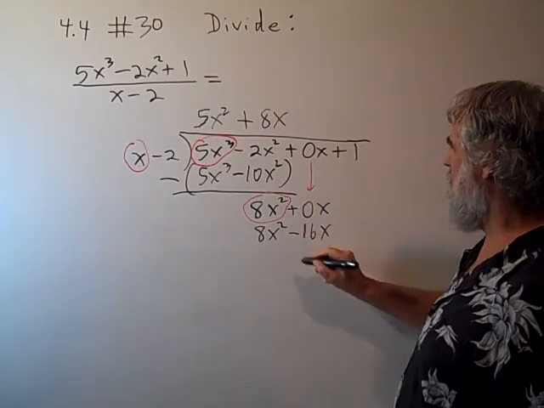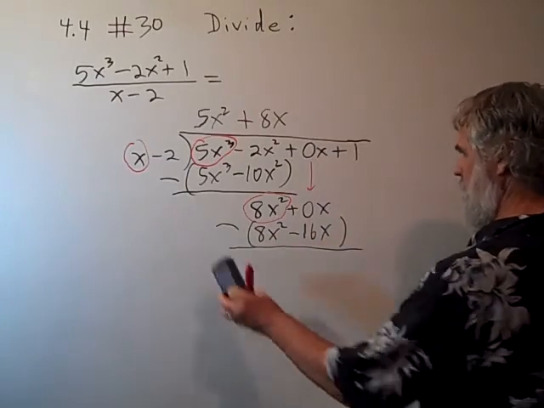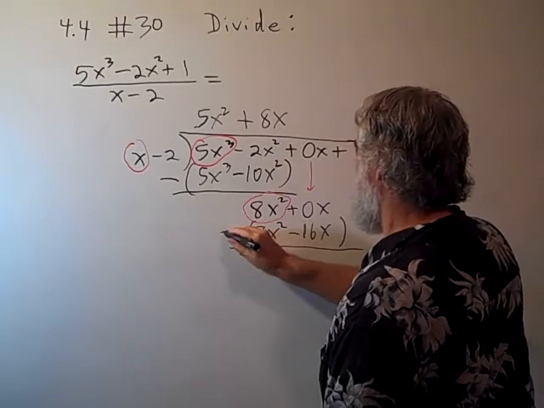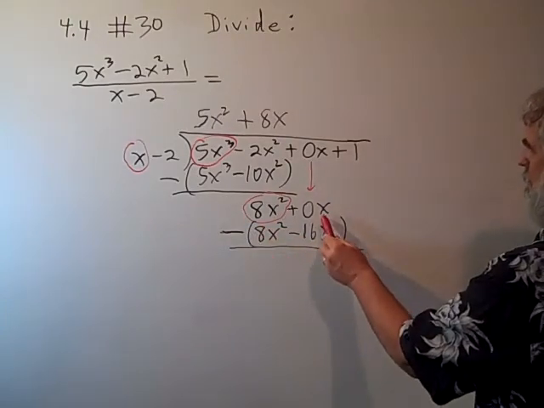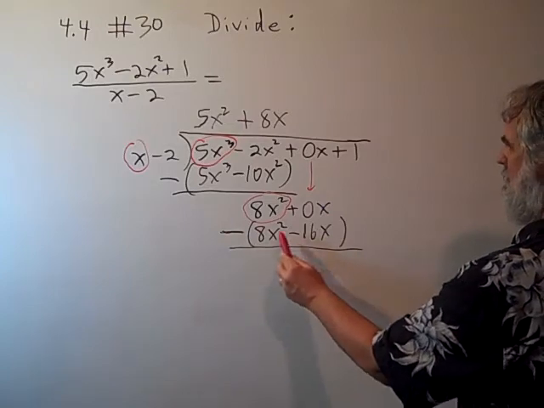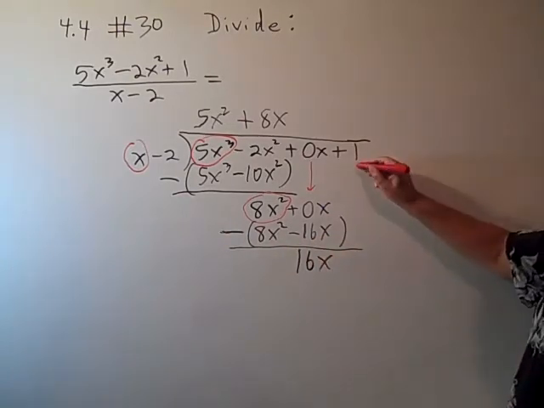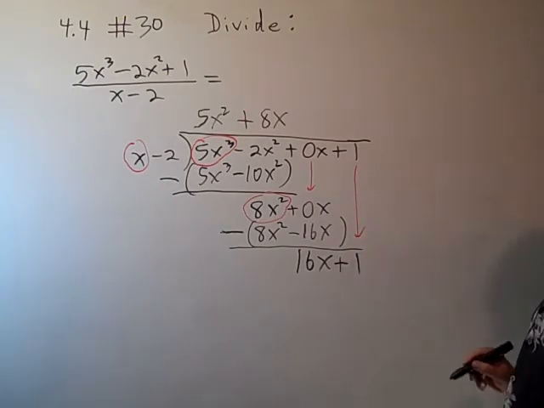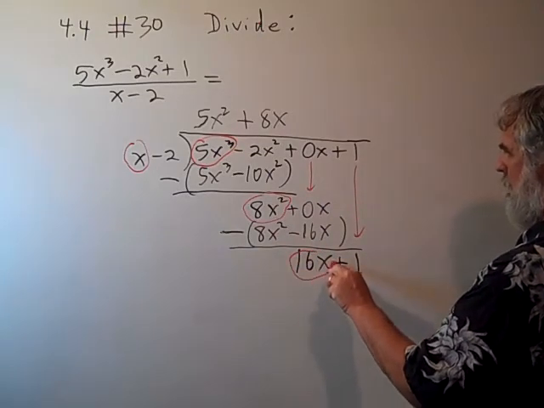Now we subtract again. That's supposed to be a subtract out there. So we end up with 8x squared minus 8x squared leaves no x squareds, and 0 minus a minus makes a plus 16x. We bring down the last term, that plus 1, and one more time ask, how many times does x divide into this term, 16x?